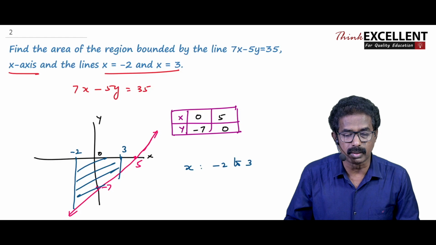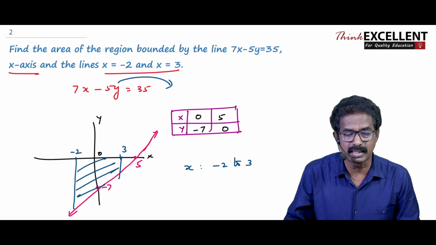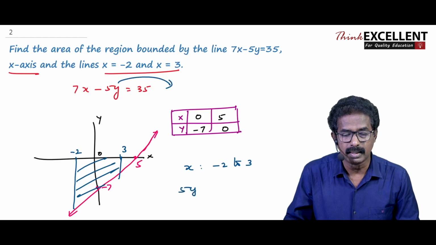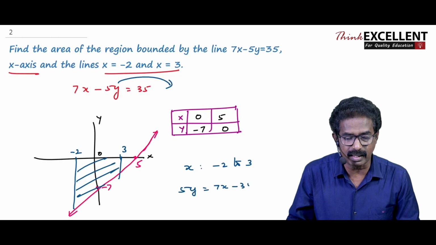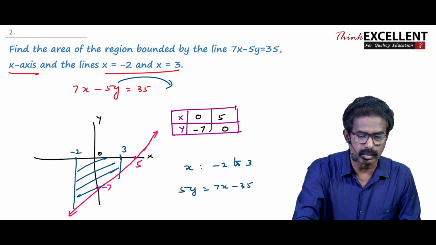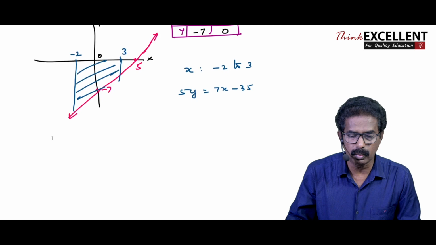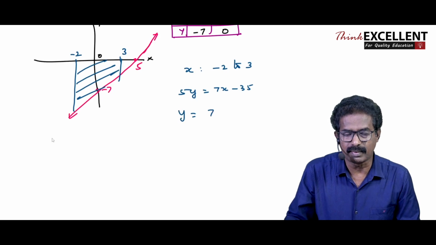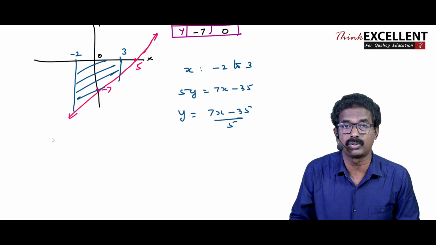So we need to find y. So minus 5y, take that side. 5y is equal to 7x minus 35. So y equal to 7x minus 35 by 5. Right? Hope you understood the diagram.